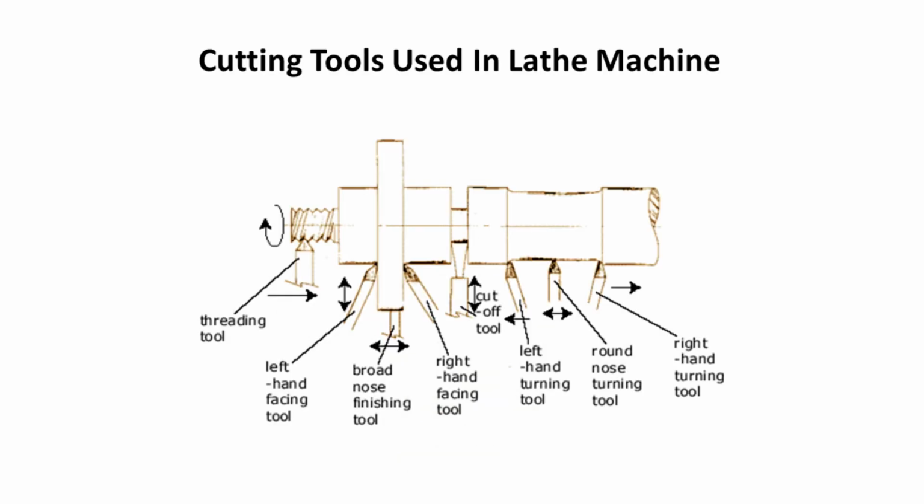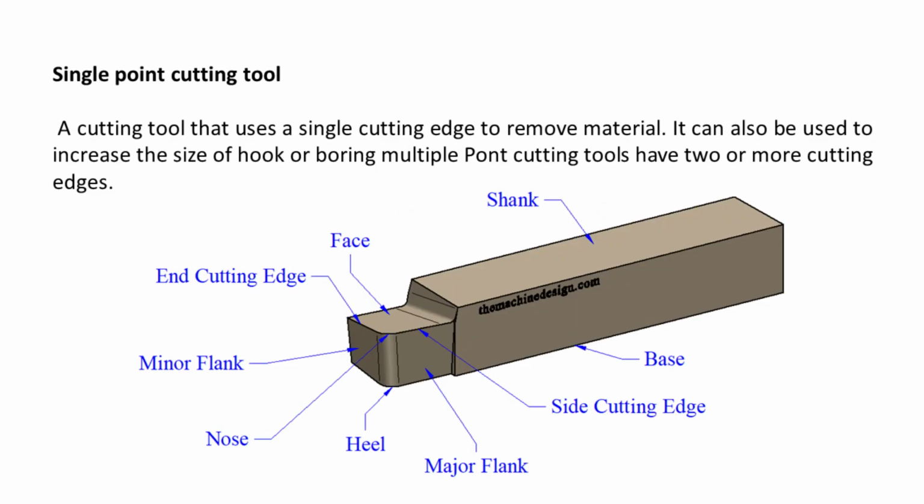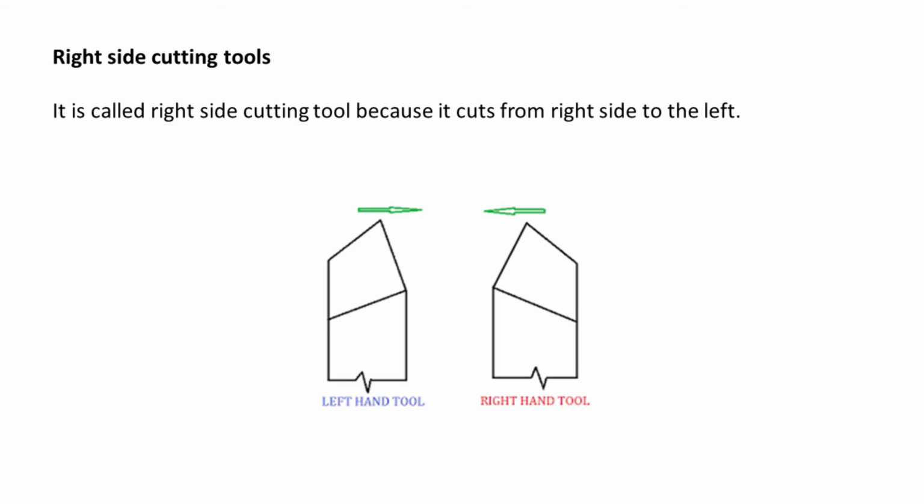Now we will discuss different cutting tools which are used in lathe machine. Single-point cutting tool. A cutting tool that uses a single cutting edge to remove material. It can also be used to increase the size of a hole or boring. Multiple point cutting tools have two or more cutting edges. Right side cutting tools. It is called right side cutting tool because it cuts from right side to the left.